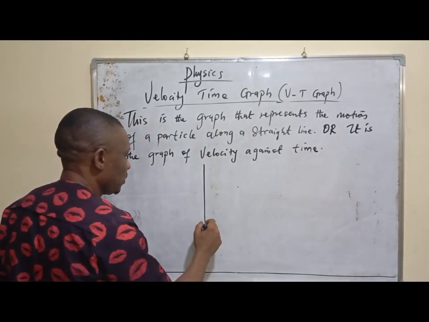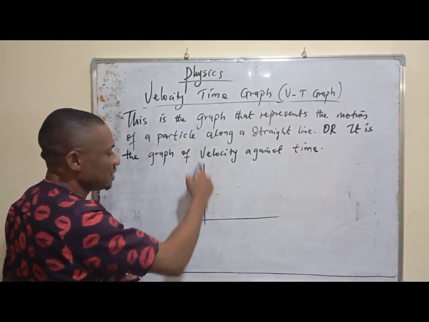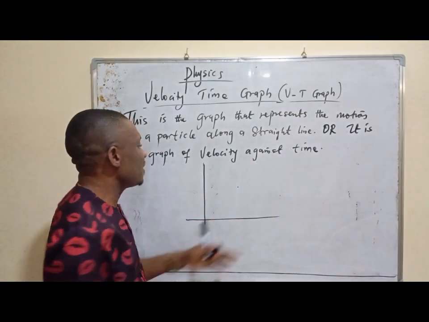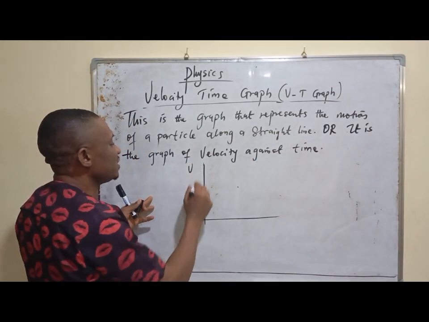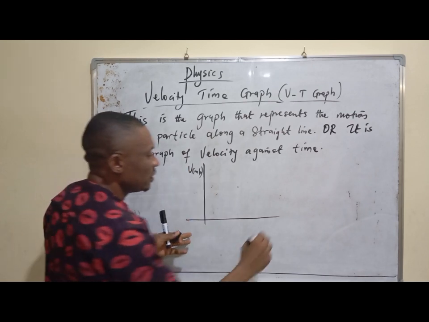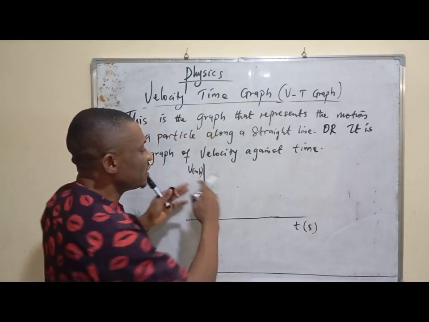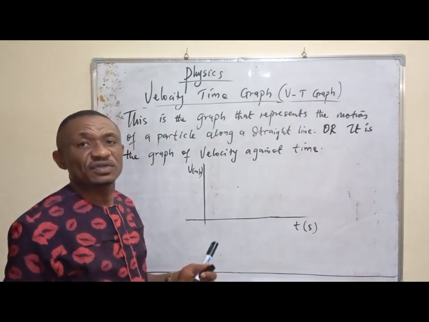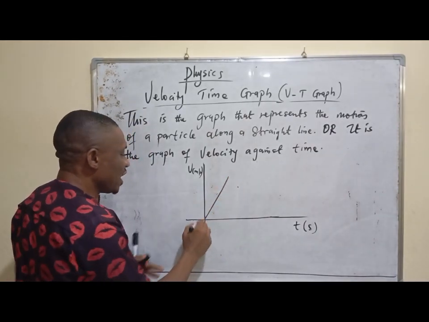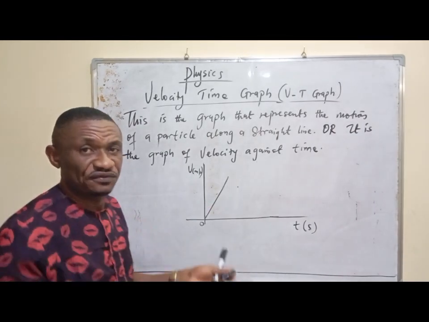Here now, this is the y axis, this is x. Because we say it is velocity against time, we call here velocity, and you know that the unit of velocity is meter per second. Here we call time in seconds. If a particle starts from rest, it will start from here and move. Where these two lines intersect is called the origin in mathematics.